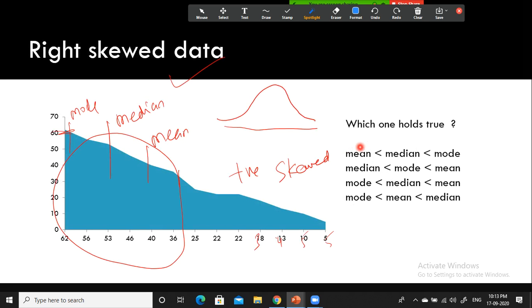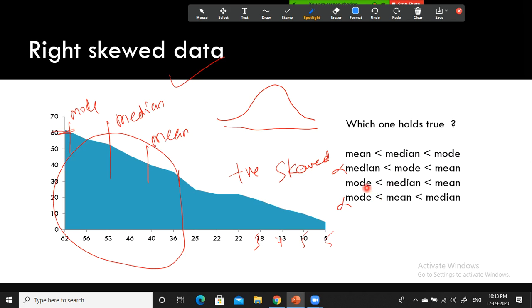Understood? Now you tell me what is the correct answer here. I just put all the things here. Now you tell me which one is correct. The median should be in the middle, but here the median is not there. Hence this is ruled out. And here also it is ruled out. Of these two, which one is the correct answer?